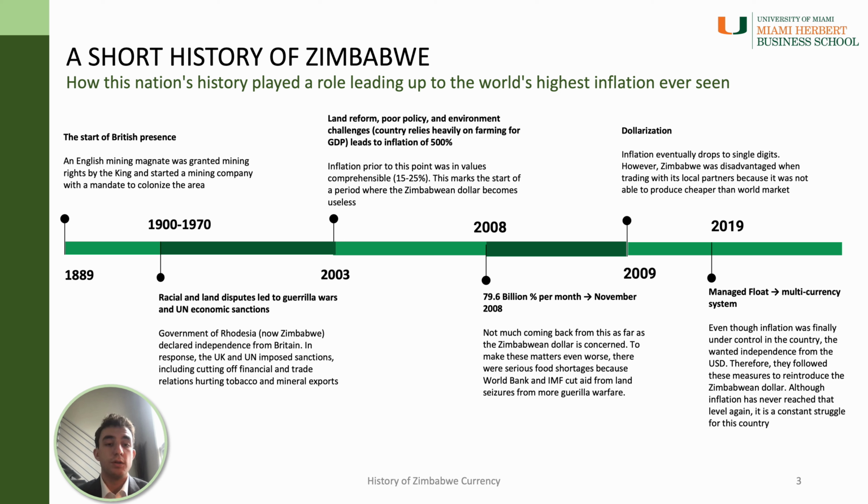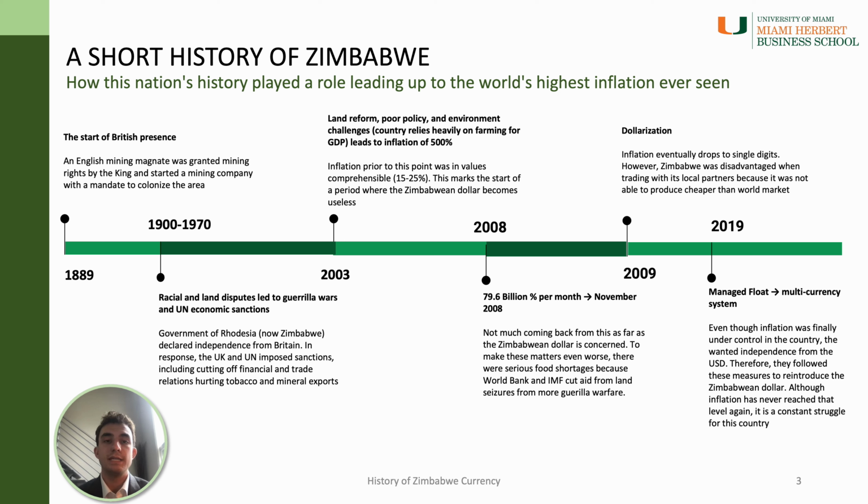To make matters worse, the World Bank and IMF cut aid due to white-owned farms being forcibly acquired in the country, and this led to more guerrilla warfare. So dollarization in 2009, as was studied in class, and one of my colleagues will touch on this further, but inflation obviously dropped to single digits due to dollarization.